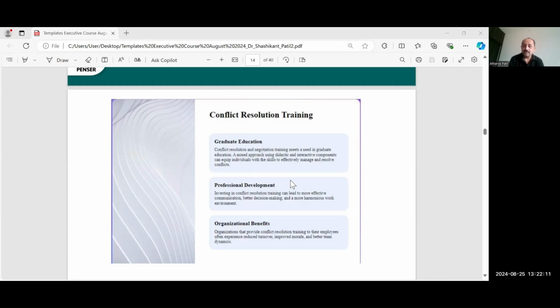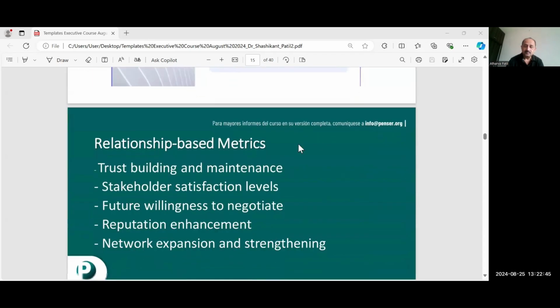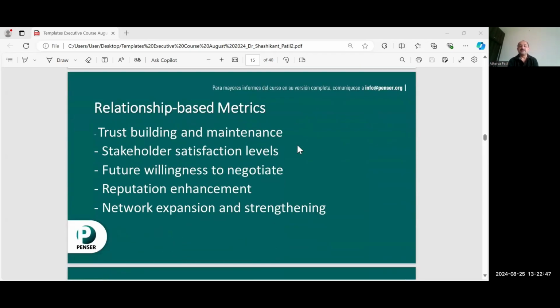Investing in conflict resolution training can lead to more effective communication, better decision making, informed decision making, and it will give you a more harmonious work environment. Then also you have to see the organizational benefits of conflict resolution training. Organizations need to provide resolution training to their employees, professionals, and workers because they often experience reduced turnover, improved morale, and better team dynamics. So the third aspect is relationship-based metrics.